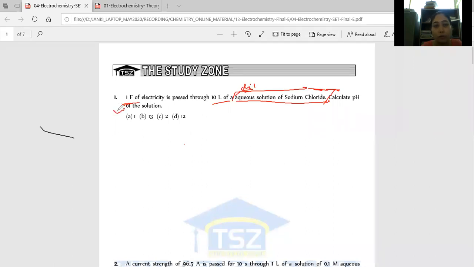One of the very good questions for JEE and NEET students. We did the same type of question inside the classroom, though. Let us revise this question. Let us brush up the concepts. 1 farad of electricity. First of all, you should be clear which type of reaction.